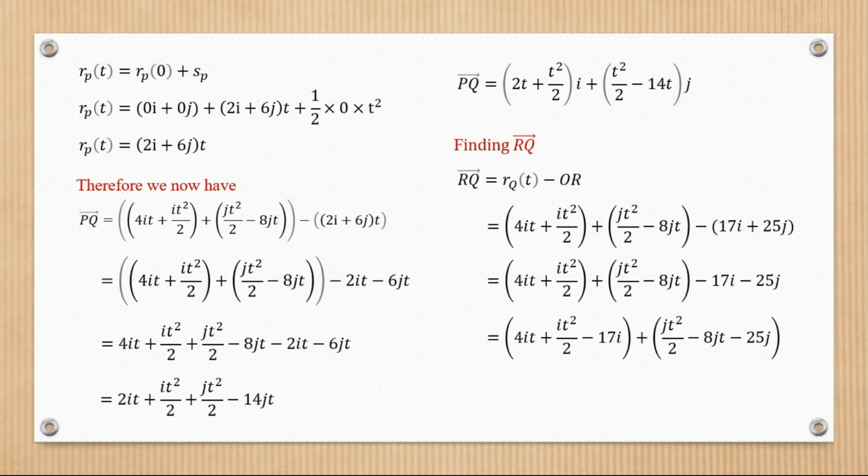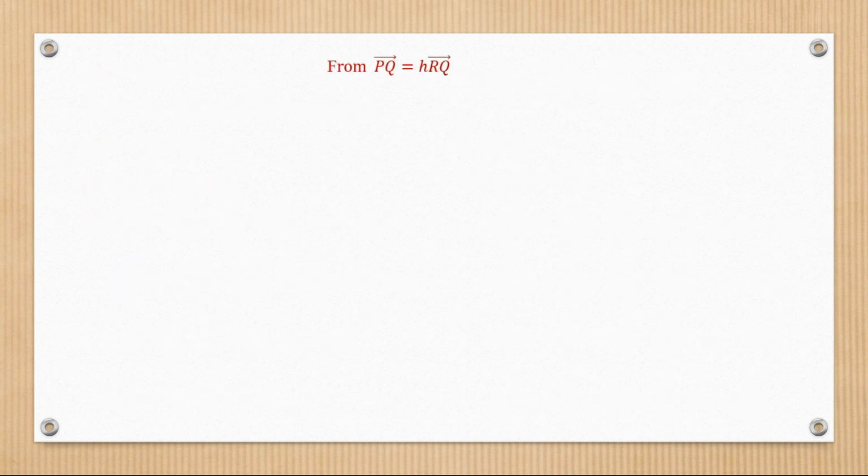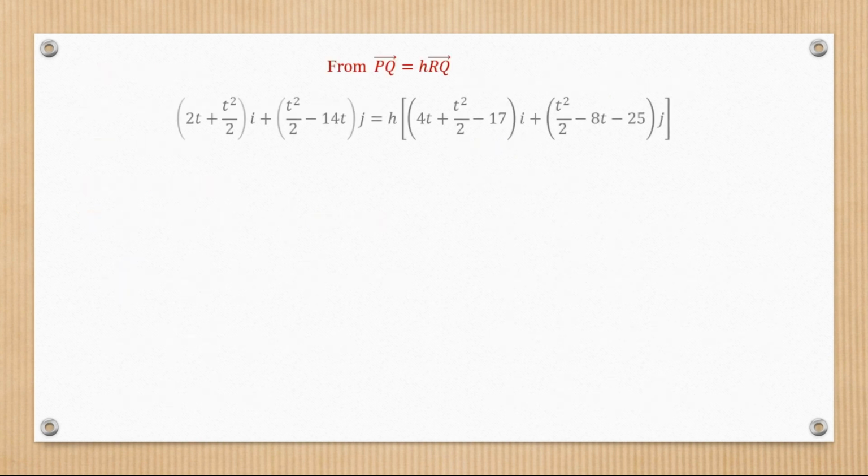So open these brackets up, combine those values that have j together and those that have i together, and this is what we'll have: (4t plus t squared over 2 minus 17)i plus (t squared over 2 minus 8t minus 25)j. Alright, so from PQ equal to h times RQ, this is what we end up having when we equate the two sides.